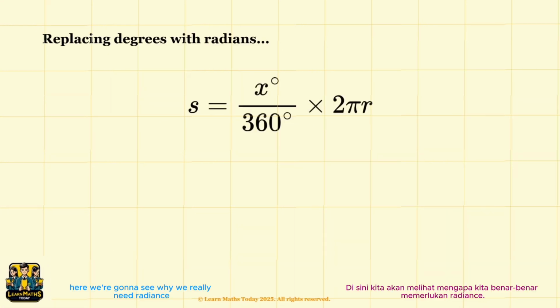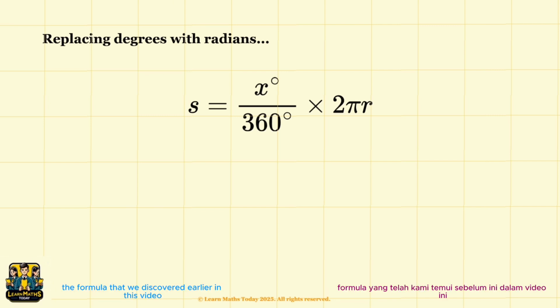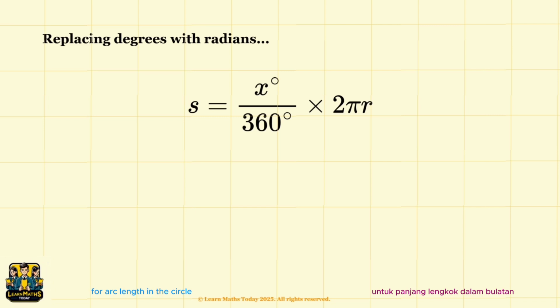Here we're going to see why we really need radians. We're going to build an intuition for why radians is a much better way of expressing angles in circles. One way we can do this is to look at the formula that we discovered earlier in this video for arc length in the circle. This is x degrees over 360 degrees times 2 pi r, the ratio relationship between the degrees and the length of the arc of the circle.